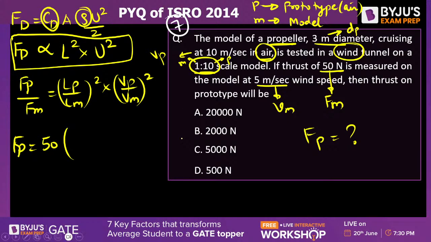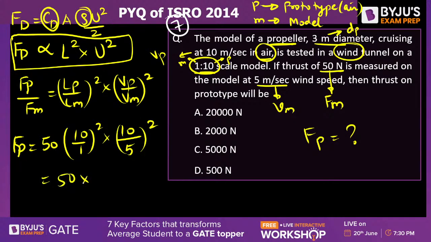1 is to 10. If the scale ratio is given as 1 is to 10, then if we want to write Vp by Vm, it will be 10 by 1. And if you want Lp by Lm, it will be 10 by 1. And if you want to write Lm by Lp, then it is 1 by 10. So (10 by 1) square into Vp by Vm, where Vp is 10 meter per second and Vm is 5 meter per second, squared. So the answer will be 50 into 100 into 4.